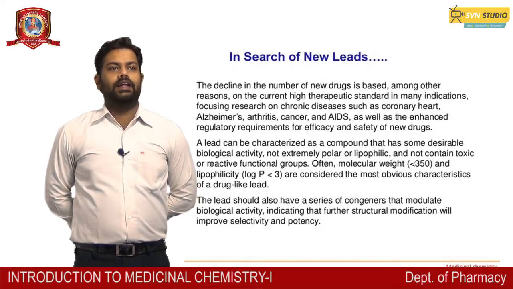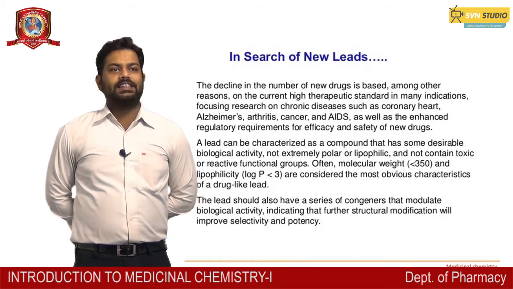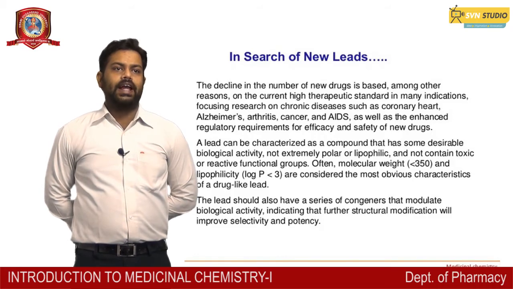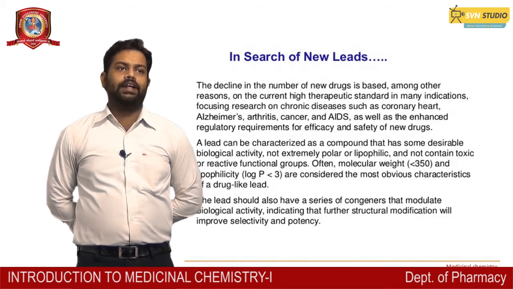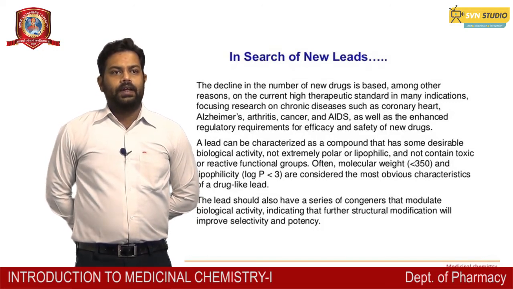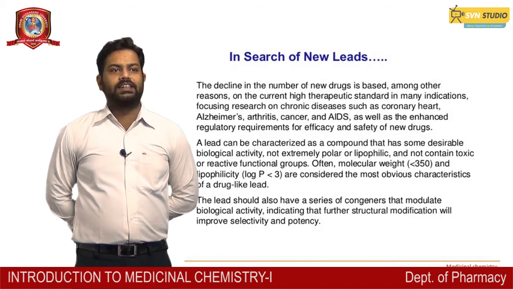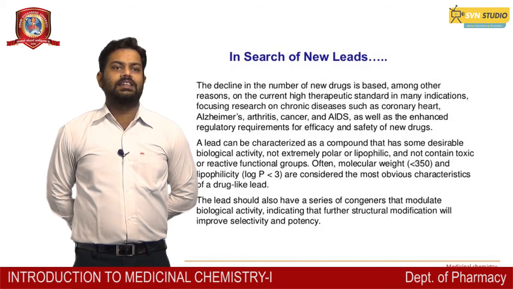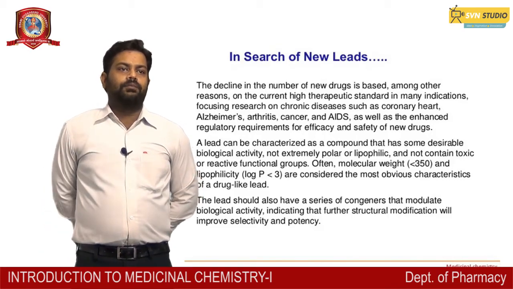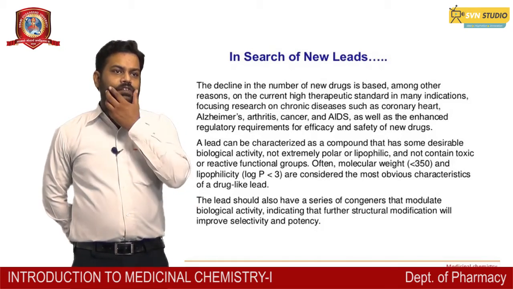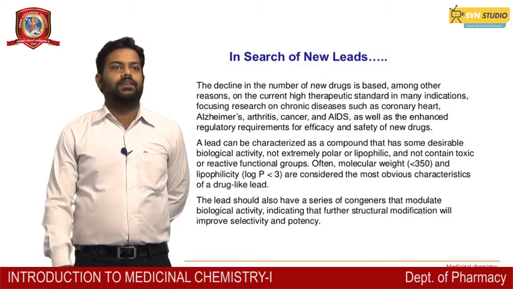A lead can be characterized as a compound that has some desirable biological activity, is not extremely polar or lipophilic, and does not contain toxic or reactive functional groups. Often molecular weight is considered the most obvious characteristic of a drug-like lead. The lead should also have a series of congeners that modulate biological activity, indicating that further structural modification will improve selectivity and potency.